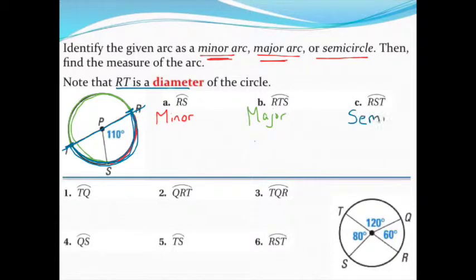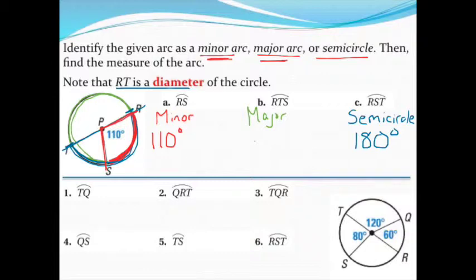The other part to this question asks me to identify the measure of the arc. Well, the measure of the arc is going to be equal to the angle that I'm looking at, the central angle. For the semicircle, because that's halfway around the circle, I know without doing any work that that's 180 degrees. For my minor arc, I can see that it's the central angle right here that forms it. So that minor arc is going to be equal to the central angle that forms it, so the minor arc is 110 degrees.